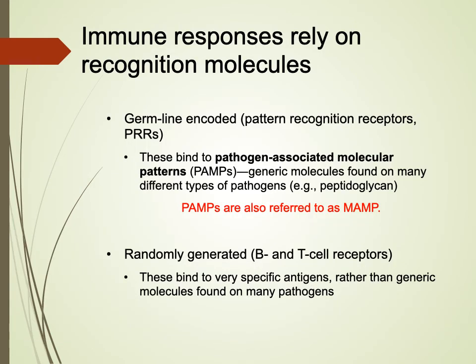So when we look at immune response, they rely upon this recognition of molecules, okay, and this recognition of molecules can occur in two different ways. So we can have germline encoding, and so this is where we're going to have pattern recognition receptors, or PRRs, and so this is where we would have binding to pathogen associated molecular patterns, or microbial associated molecular patterns. So sometimes they're referred to as PAMPs or MAMPs.